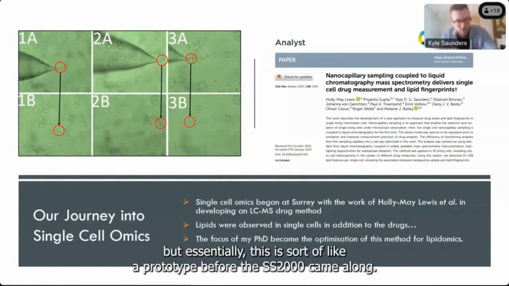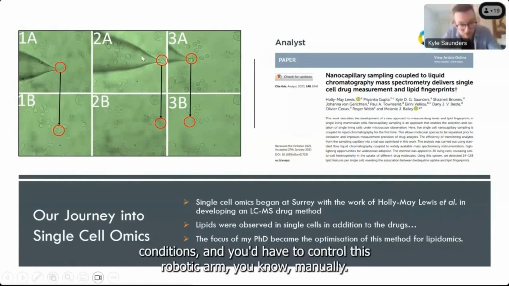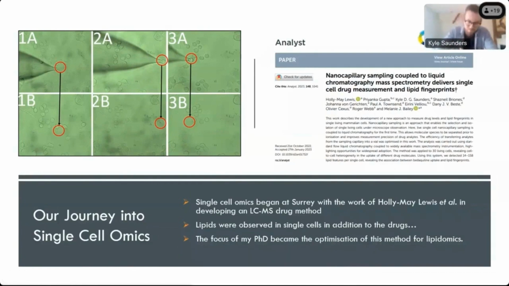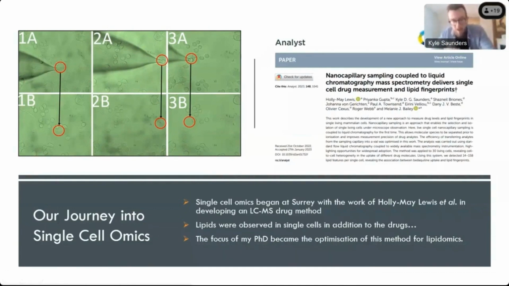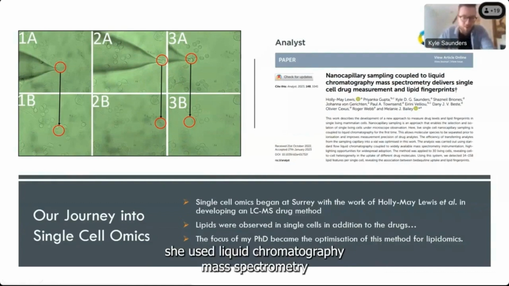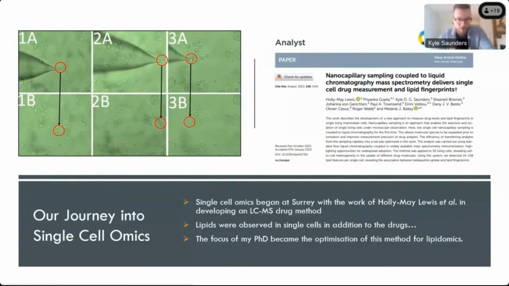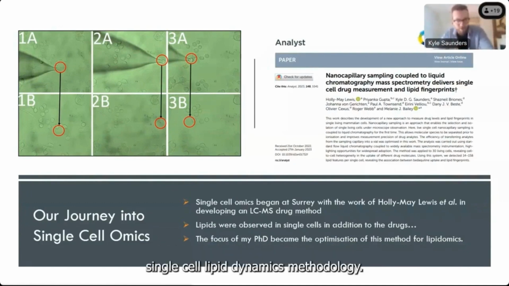But essentially, this is sort of like a prototype before the SS2000 came along. You would be essentially sat in front of the microscope under ambient conditions, and you have to control this robotic arm manually. So the sample preparation was quite extensive there. But once she was able to isolate these single cells into glass capillaries, she used liquid chromatography mass spectrometry and was able to not only detect but even quantify drugs in single cells. Lipids were seen as a part of that analysis, so it became the focus of my PhD to turn this into a fully fledged single-cell lipidomic methodology.